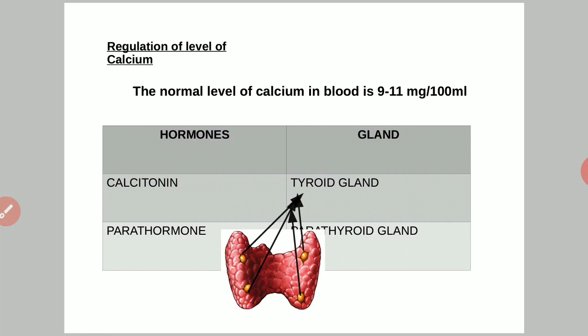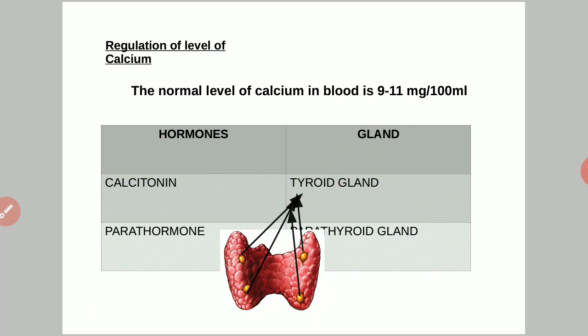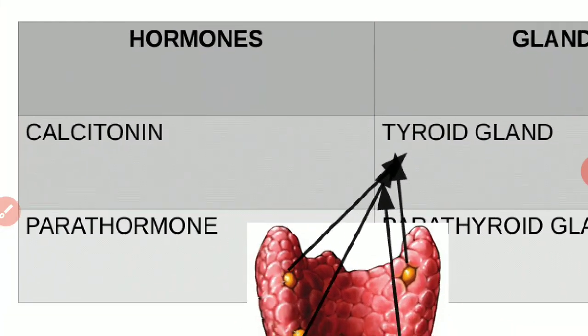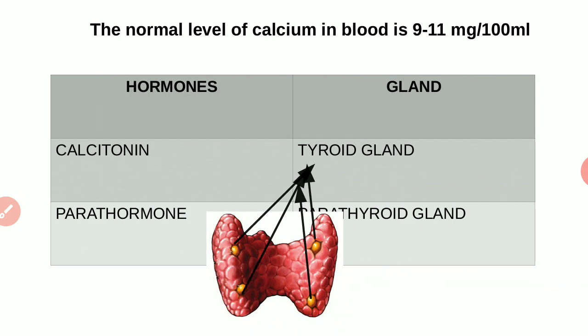Last class we were discussing the control of the level of calcium in blood. The level of calcium in blood is 9 to 11 mg, and this is controlled by two hormones, calcitonin and parathyroid hormone. Let us see how calcitonin and parathyroid hormone control the level of calcium.